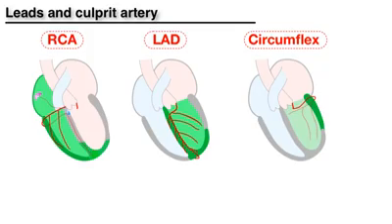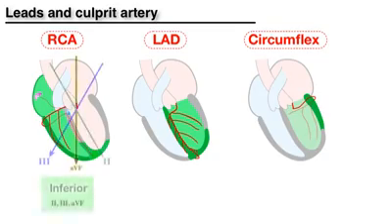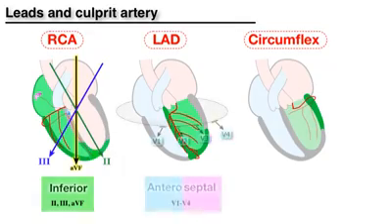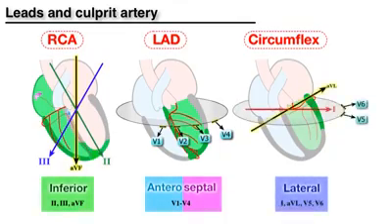So RCA ischemia will most likely be seen in the inferior leads 2, 3, and AVF. Ischemia in the LAD territory will mostly be seen in the anteroseptal leads, as in leads V1, V2, V3, and V4. Circumflex ischemia will most likely be seen in the lateral leads, leads 1, AVL, and V5 and V6.